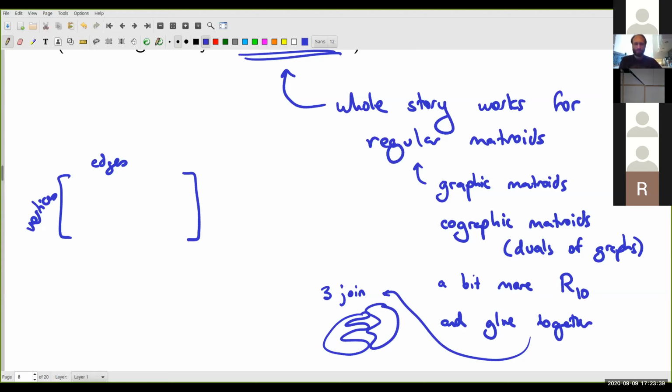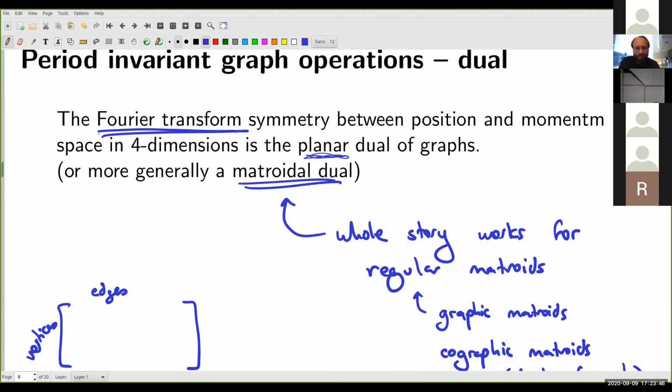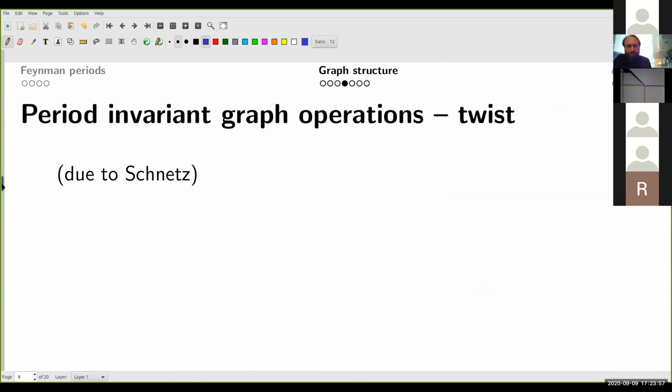All right, so that's not so much to the point, but it explains at a mathematical level why you're actually just fine doing your Fourier symmetry, even outside of the world of planarity, and you should be. Because really this should all be a matroidal story. Okay. You're like, I don't care. What are some other period invariant graph operations? Here's another one. So at this point, to state it more nicely, we should work at the level of the completed graph.